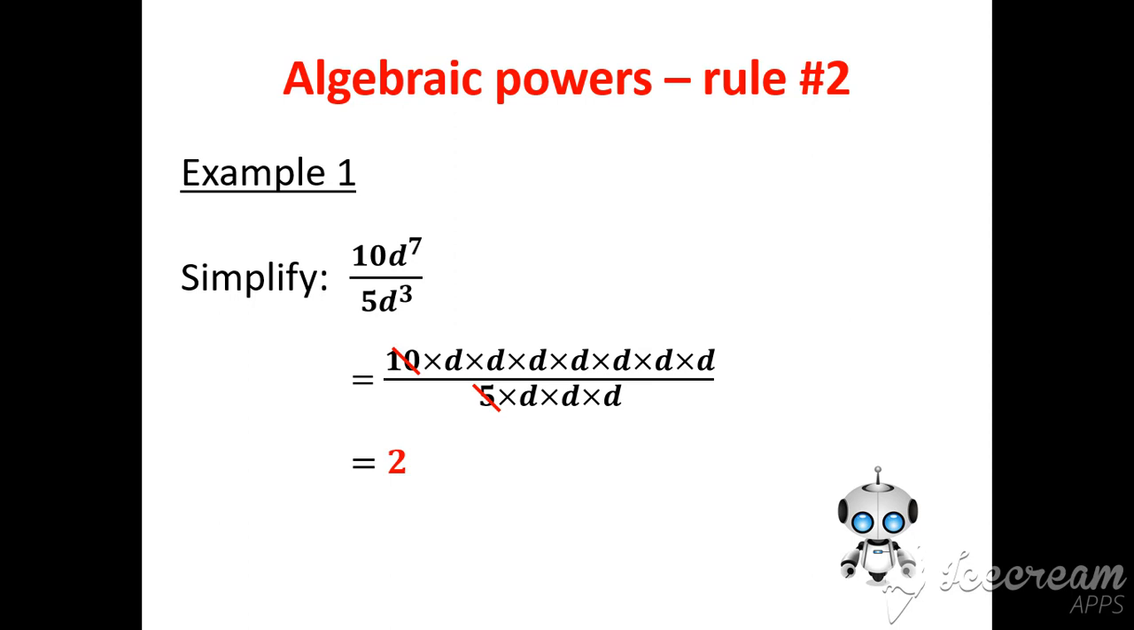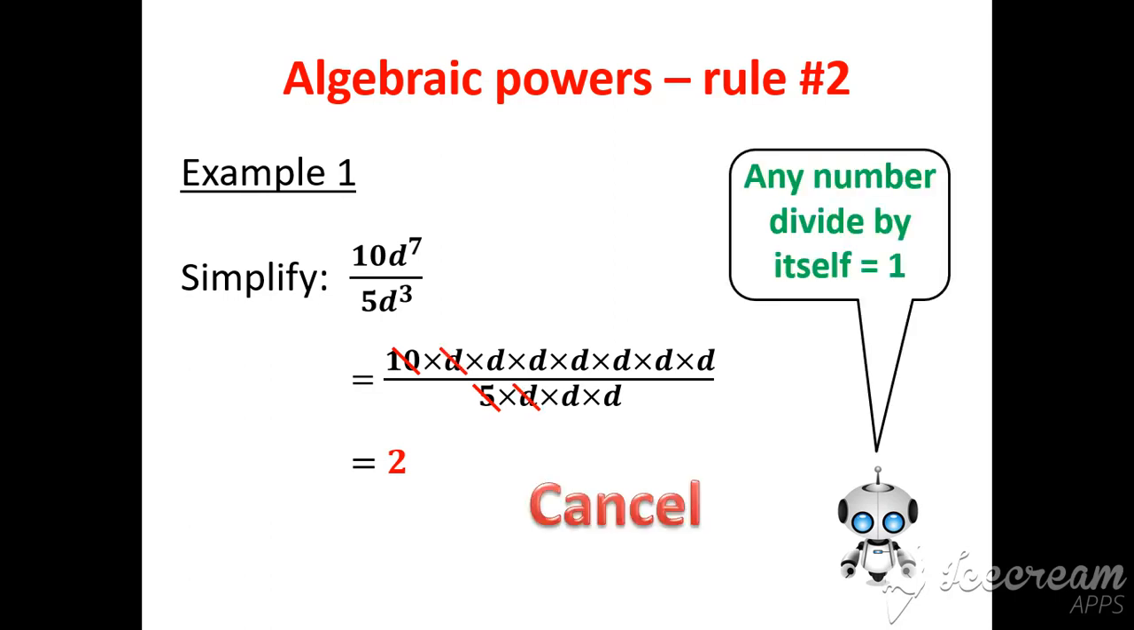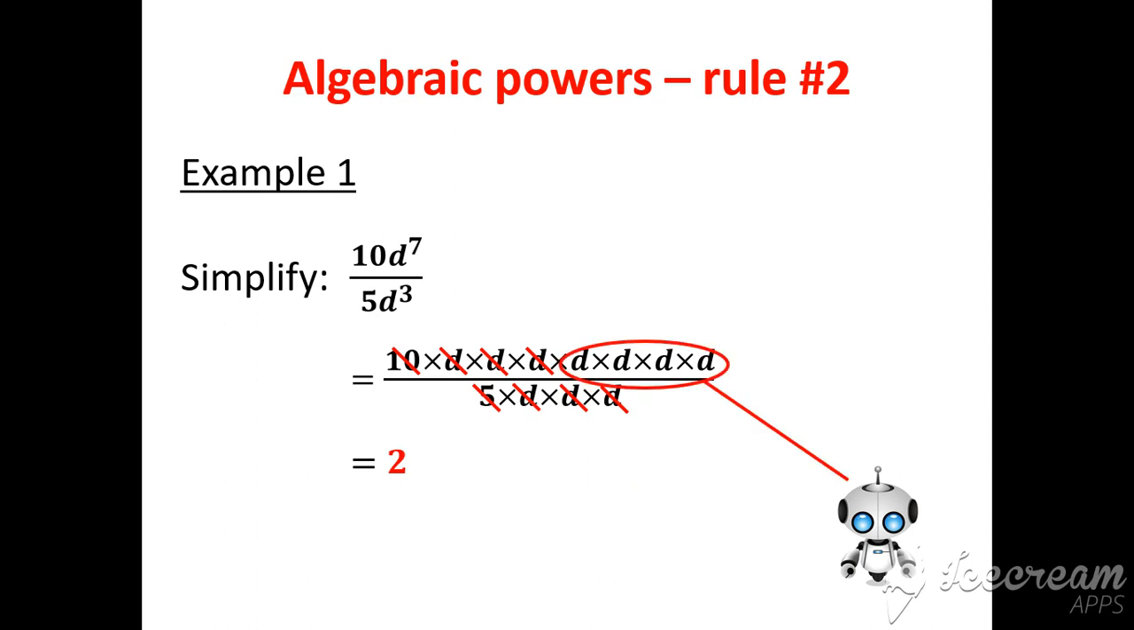Now let's look at the d's as a variable of d. So we can cancel. We talked about that in the last video. Any number divided by itself cancels to 1. So one d on the top will cancel with a d on the bottom. Another d on the top will cancel with a d on the bottom. And another d will cancel with a d on the bottom. That leaves us with d times d times d times d, which is d to the power of 4. So our answer is 2 times d to the power of 4.